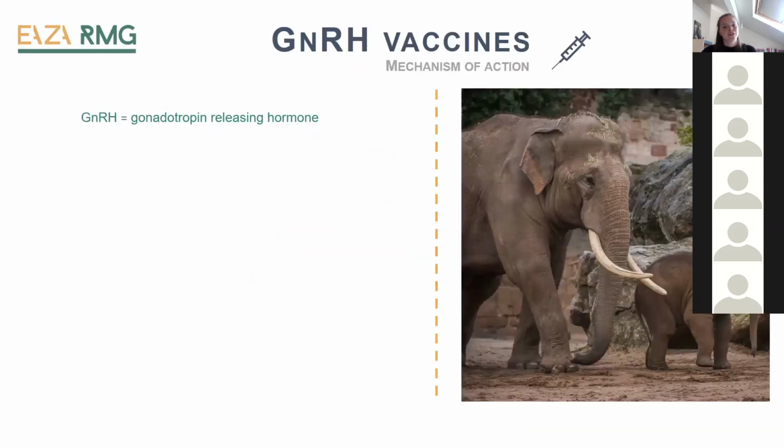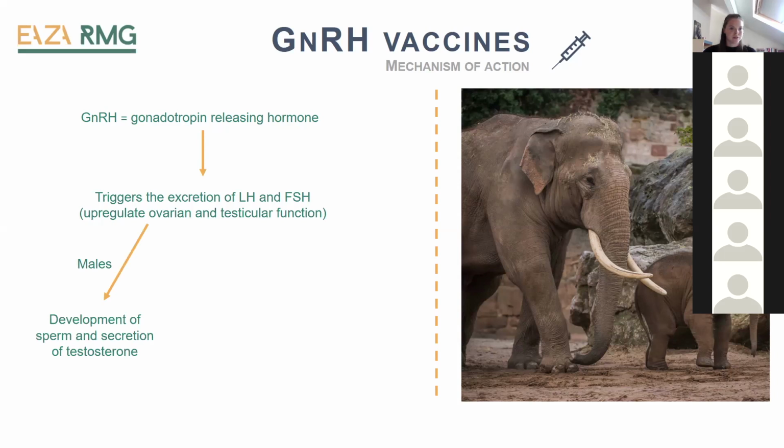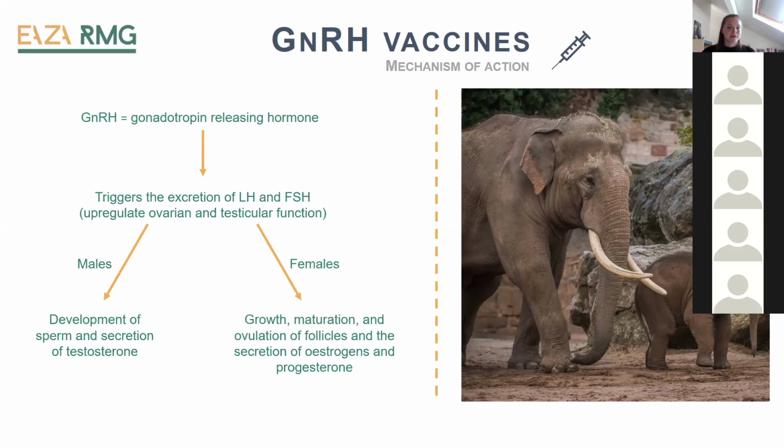And then also we have GnRH vaccines. So GnRH is gonadotropin releasing hormone. This triggers the secretion of luteinizing hormone and follicle stimulating hormone in males and females. So in males, this would cause the development of sperm and the secretion of testosterone. And in females, you'd have the growth, maturation, and ovulation of follicles and the secretion of estrogen and progesterone.